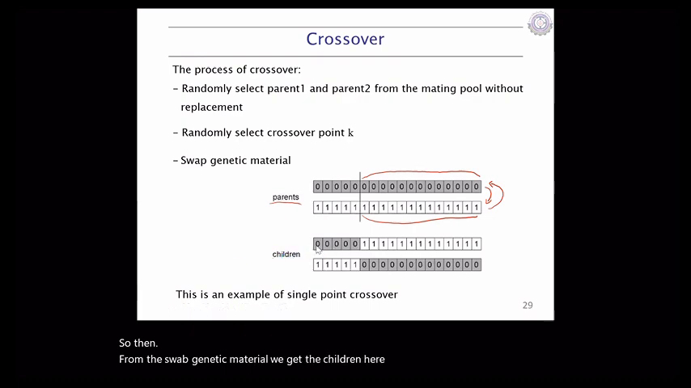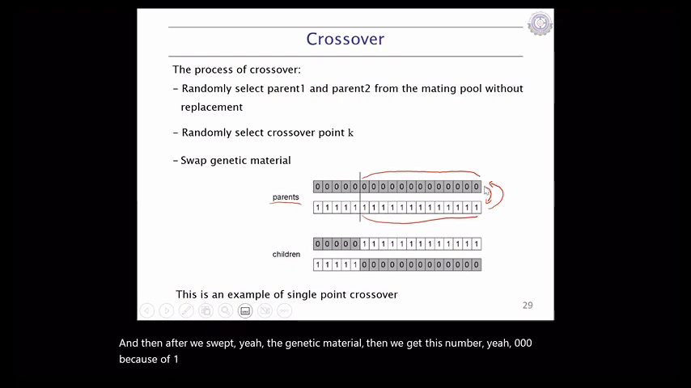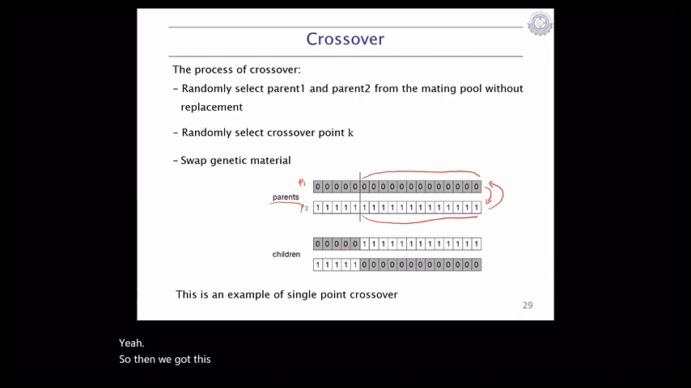So the first one is 0, 0, 0 all. The second one is 1, 1, 1 all. And then after we swap the genetic material, we get these numbers. 0, 0, 0 because of the 1, swapped to the top, above, the parent 1, and the other we say is parent 2. So then we get 0, 0, 0 with 1, 1, 1 and 1, 1, 1 with 0, 0. So this is an example of single point crossover, right?